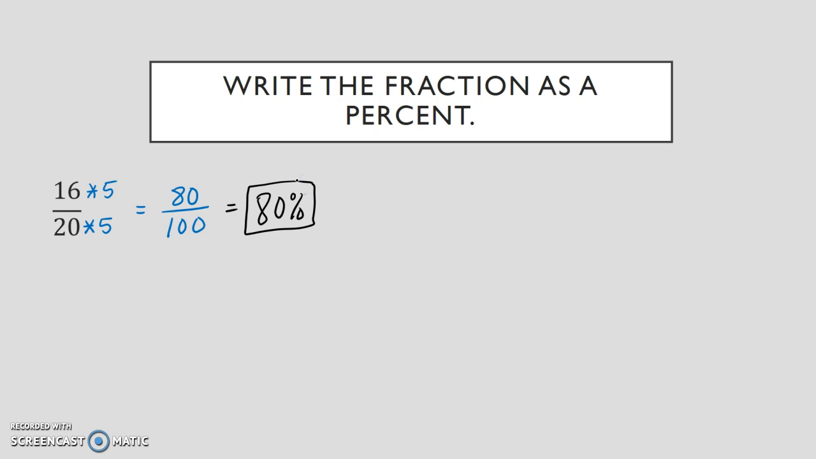You want to look to see if you can get your denominator to be 100 by multiplying by a certain number. If we can do that, that's great. Take that first step. If not, we would then have to divide our 16 by 20, and we would get a decimal, and we'd have to change that decimal into a percent. So we're hoping that our denominators can be turned into 100.